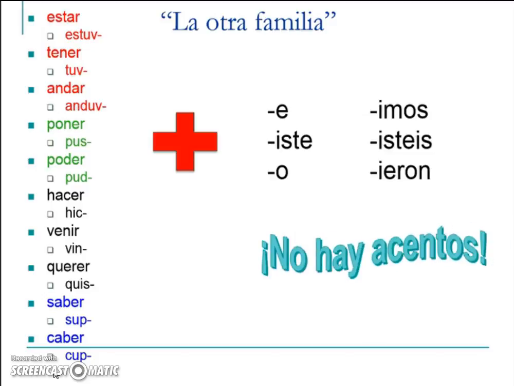You should notice that again, they're irregular, no hay acentos. There is one thing that I do need to point out about hacer. So cuidado, so be careful. Keep an eye out for the él and the ella form for hacer.